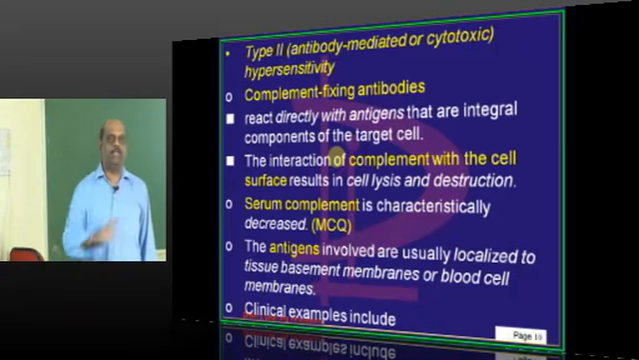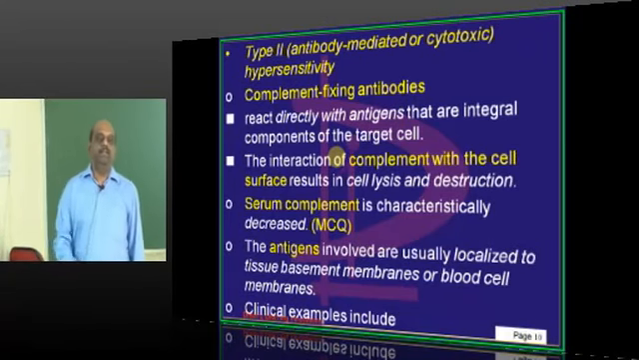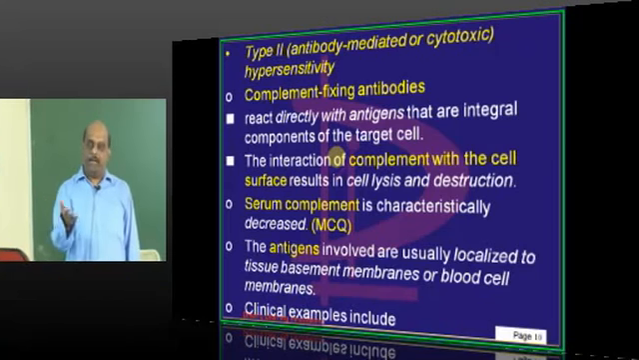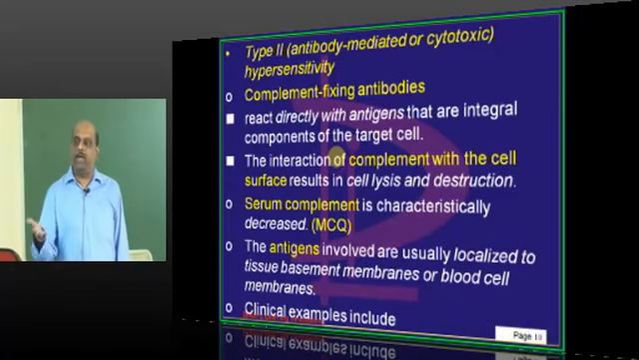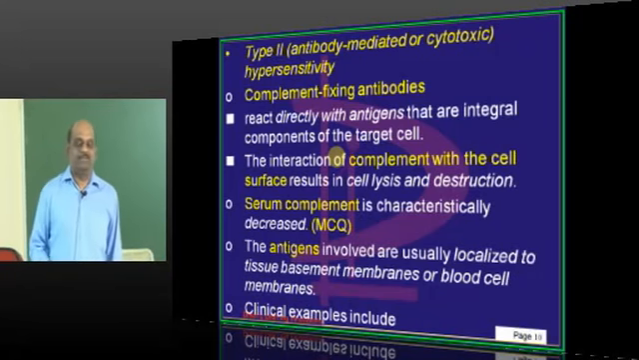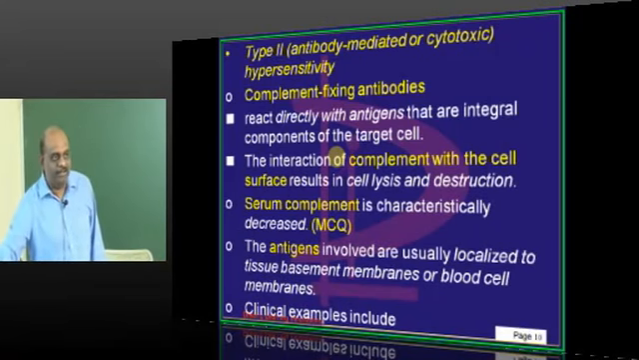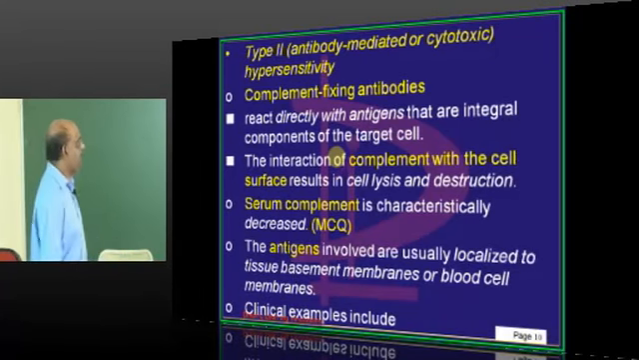For example, Goodpasture syndrome. What is the antigen for Goodpasture syndrome? Glomerular basement membrane and pulmonary basement membrane. Where is that located? Is it freely floating in plasma? No, it is fixed in the tissue. To that, this complement fixing antibody will go and bind and lead to the development of damage. So that is the whole story.